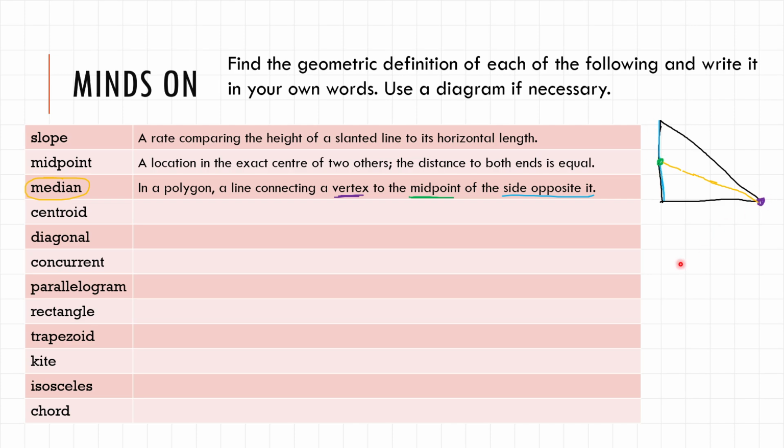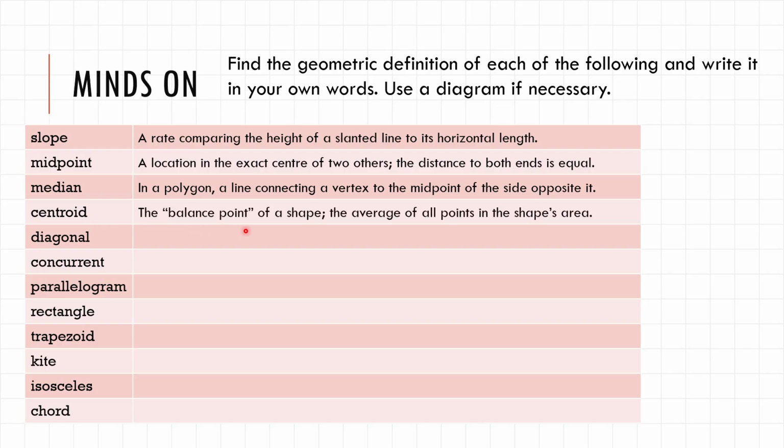A centroid is the balance point of a shape. In other words, the average of all points in the shape's area. So for example, if I had a square, maybe made out of cardboard, and I was trying to balance it on a pencil, I'd probably put the pencil right over here, and hopefully the square wouldn't tip to any side.